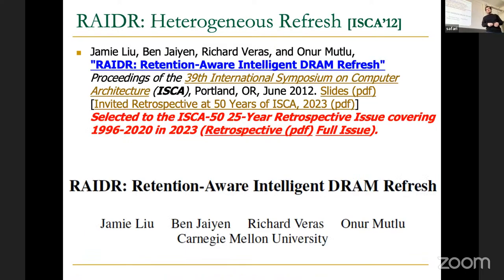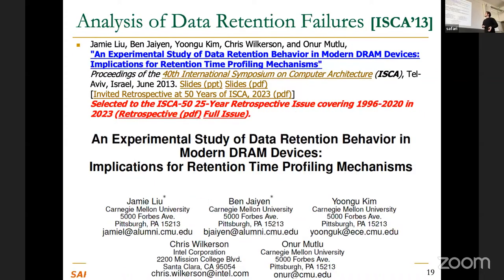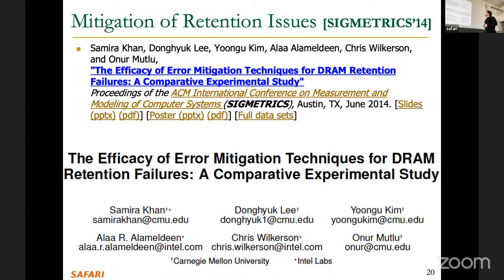And this paper talked about the performance and energy improvements you could gain by applying the ideas you have developed with the refresh profiling studies that you did. And this study basically shows that it's not so easy to do, because these failures are dependent on data and time. And there are other analyses, or characterization studies, that we have done in the past using this sort of infrastructure.